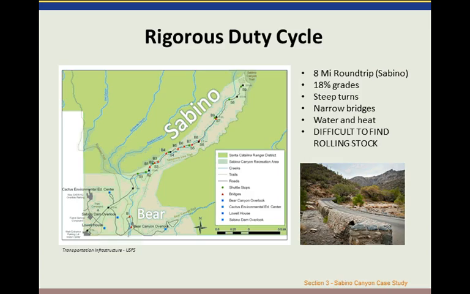And a little bit about the actual duty cycle. There are 2 routes in the system: Bear Canyon route, about 4 miles round trip, and then the Sabino Canyon route, 8 miles round trip. And it's a challenging environment for vehicles. There are some steep inclines up to 18%, sharp turns, narrow stone bridges that were built by the Civilian Conservation Corps. You can see in the photo. And then water issues. Obviously, it's a desert canyon, so it's prone to flooding and heat and fire. So the reason I bring that up is because it limits the rolling stock that's available just off the shelf.